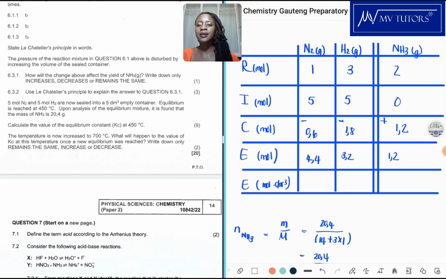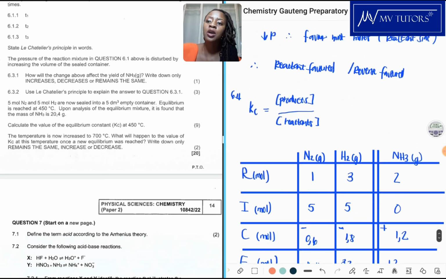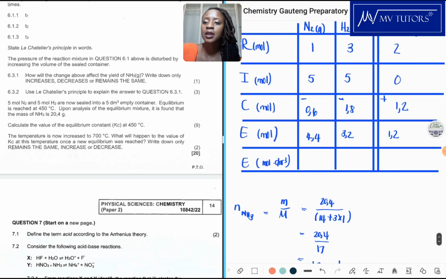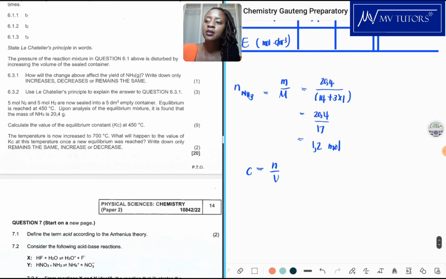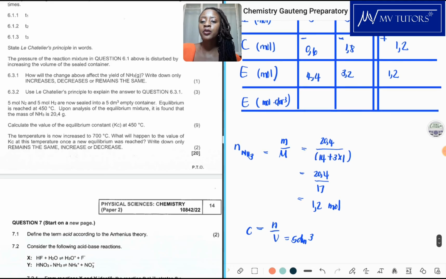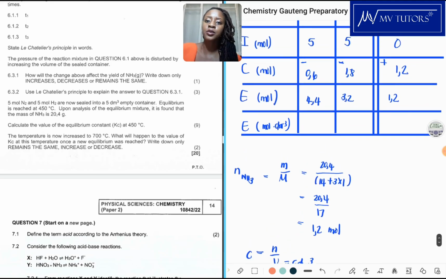We need to get the concentration at equilibrium, because that is what we're going to need to calculate the Kc. Okay, so how do we get concentration? Remember, concentration is number of mole over volume. And did they give us volume? Yes, they did. They told us that the volume is 5 cubic decimeters. Okay, so we're going to take the number of moles and divide them by 5 throughout.